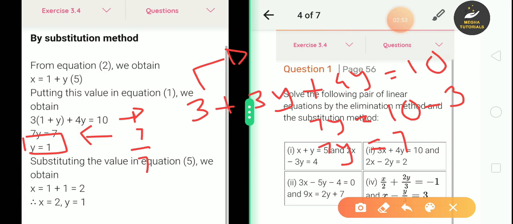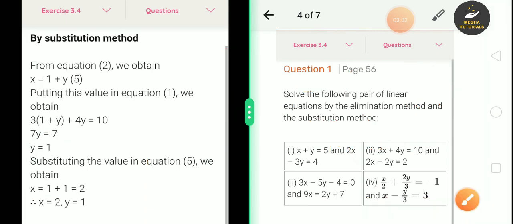Put this value in equation 5. So x is equal to 1 plus y, that is x is equal to 1 plus 1, therefore x is equal to 2. So values of x and y are 2 and 1.